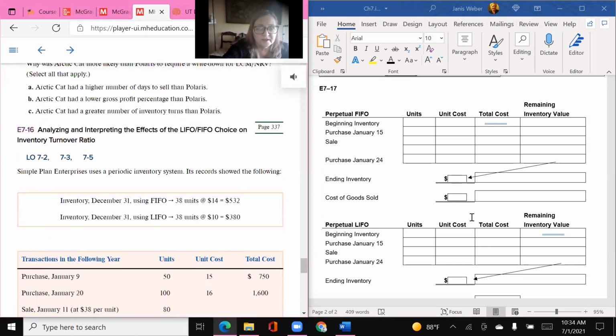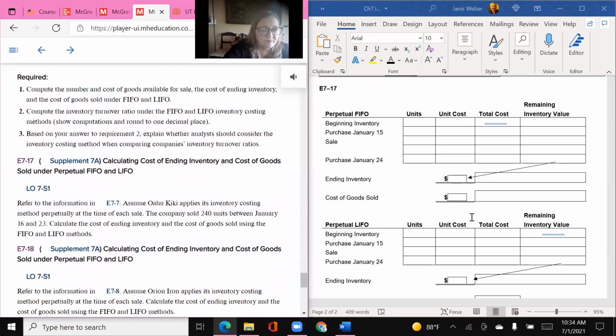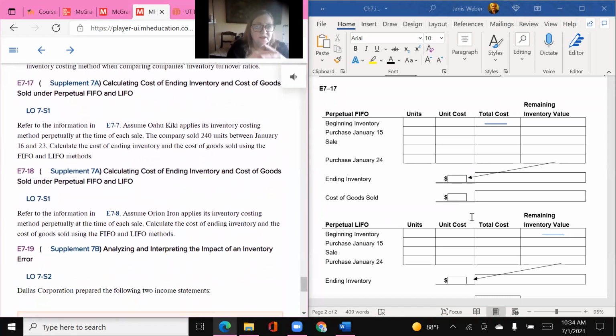Okay, looks like it's on page 337, 717. And now this one wants us to refer to the information in E77. It's assuming that same, let's see, did we do E77? Yeah, that's the one we already did. It wants to apply the inventory costing method perpetually at the time of each sale. The company sold 240 units between January 16th and the 23rd. And it wants to calculate the ending inventory and the cost of goods sold using FIFO and LIFO.